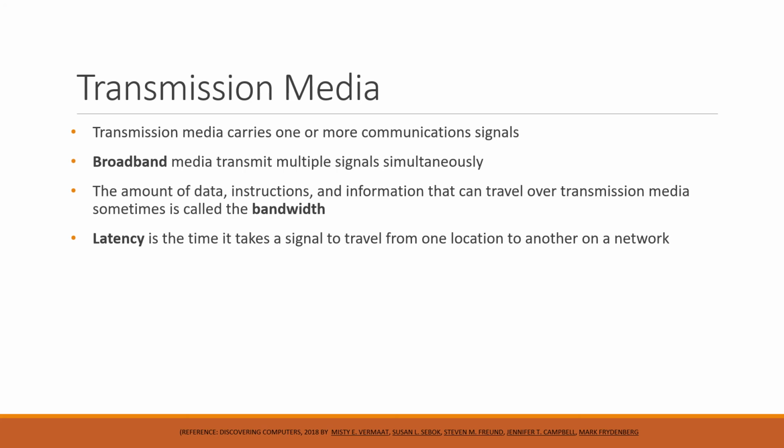There's also a specification for the performance of these media or cables. And we have two here: bandwidth, which defines the amount of data or information that can travel over the media. We also relate bandwidth with speed, or we usually define it as the rate of data transfer. Another term we have here is latency, and this is the time it takes a signal to travel from one location to another on a given network.